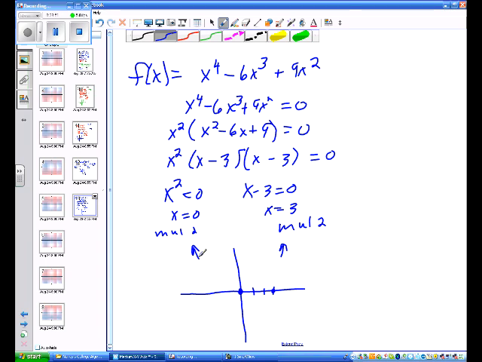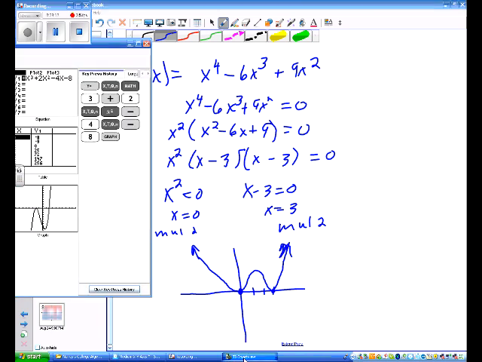We're coming down at 0. We're going to bounce. Somewhere we have to turn because we've got to get back down to 3, and we bounce there and we continue on. And so again, we've got a picture of our graph. If we wanted to check that, let's just look at the calculator and see what we would get there.